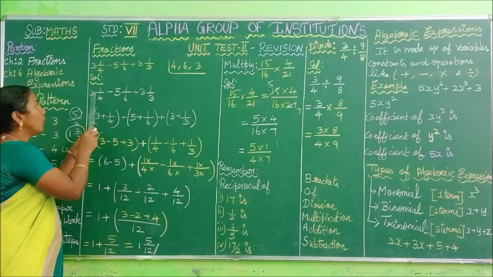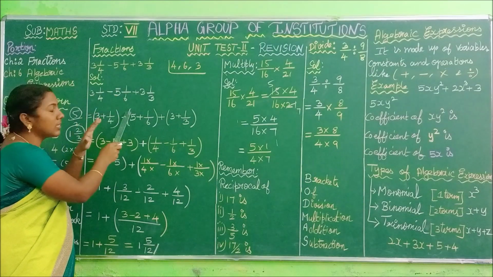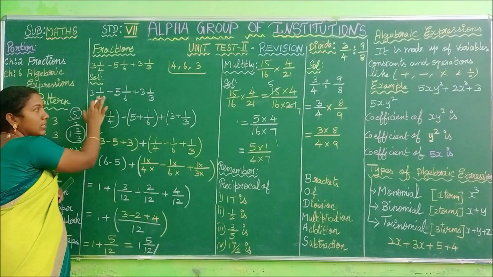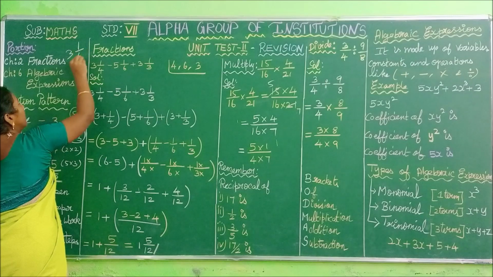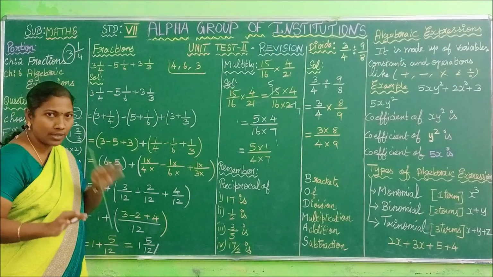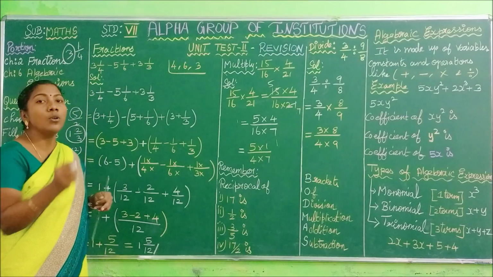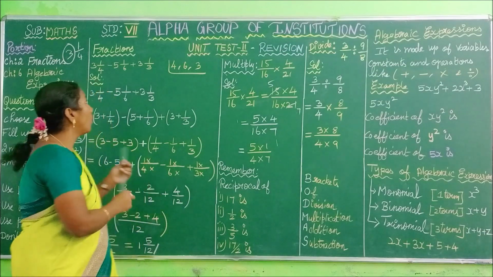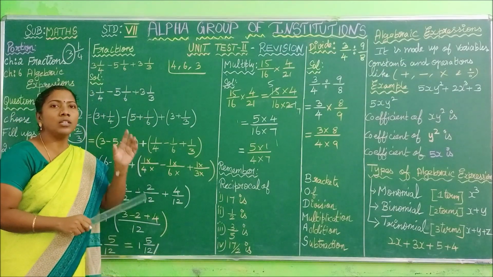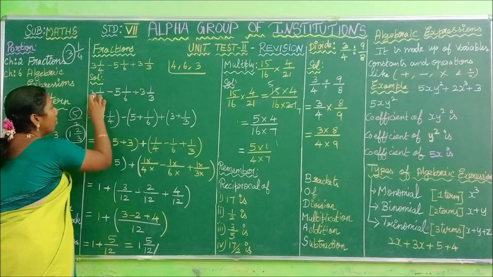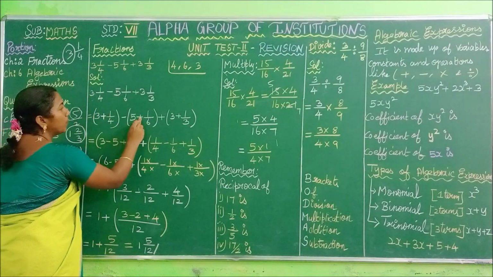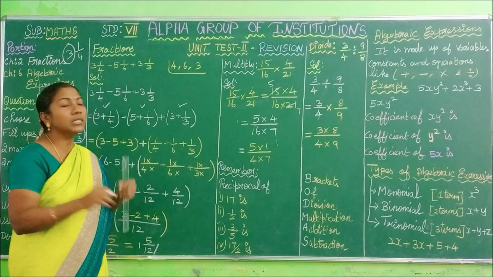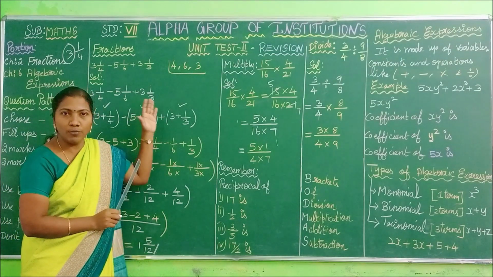First, you have to write the question in the solution part, and then insert the symbol plus between the whole part and the fraction part. 3 1 by 4 means the whole part is 3 and the fraction part is 1 by 4. So between the whole part and fraction part, you have to insert the symbol plus for all the fractions. Don't forget this. So, 3 plus 1 by 4, 5 plus 1 by 6, 3 plus 1 by 3. Thus, we have inserted the symbol plus between the whole and fraction part of the given mixed fractions.